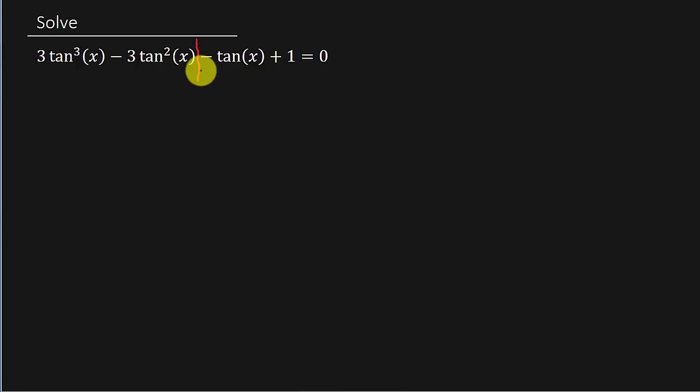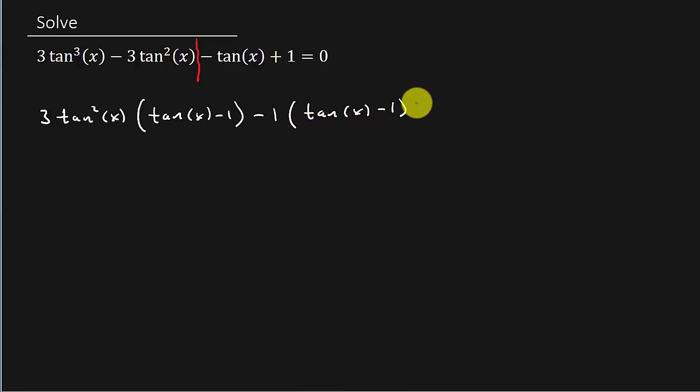We've got four terms here, so we can split it down the middle and do some factor by grouping. Out of this first part, let's factor out a 3 times tangent squared x, and in here that would leave us with tangent x minus 1. And then here, notice we have a negative tangent plus 1. I need those signs to swap, so I'm going to factor out a negative 1, so that'll leave me with a positive tangent minus 1 equals 0.